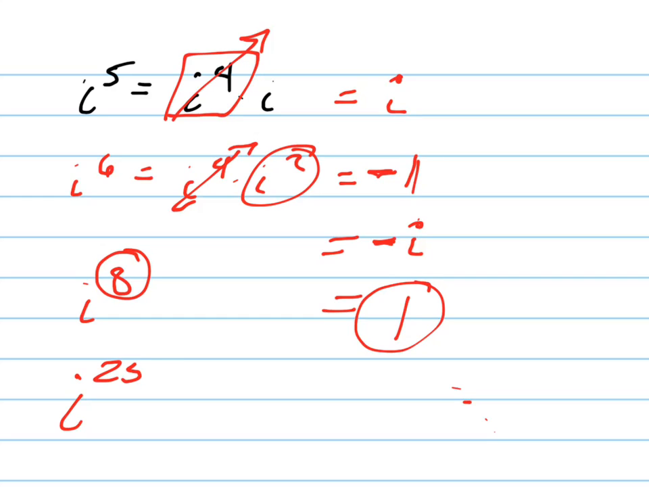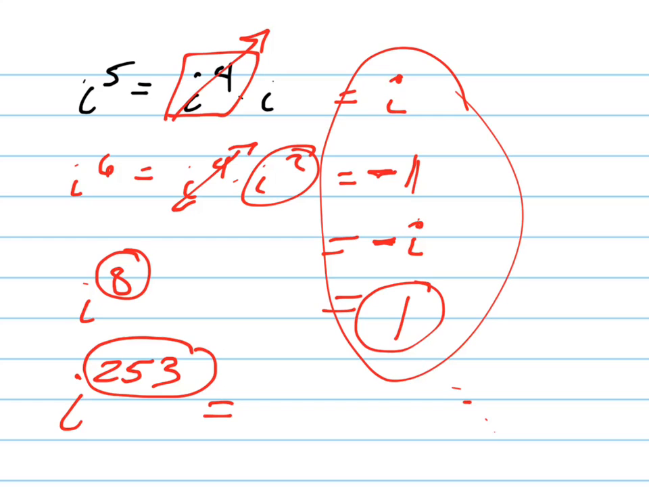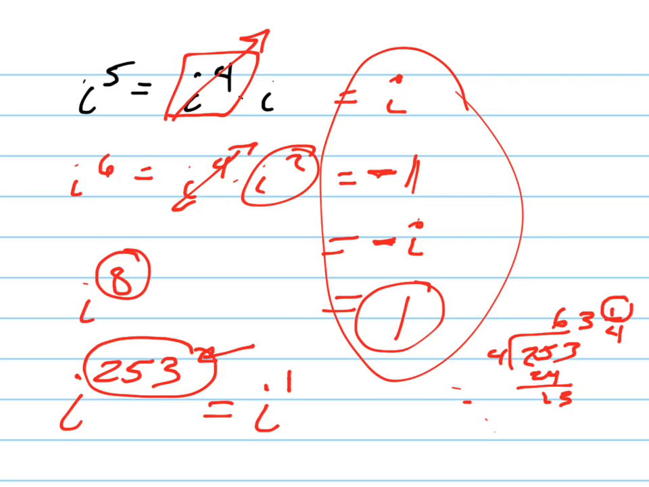So what's the shortcut? Here's the shortcut. i to the 253rd is not a multiple of 4, so that's going to equal one of these four things. Find out what 253 divided by 4 is. It's 63.25. The 0.25 means there's 1 left over if you're going into 4, which means it's i to the 1st power.